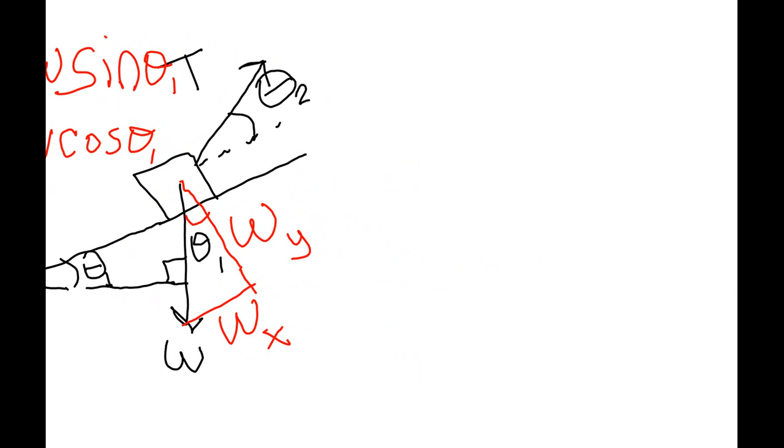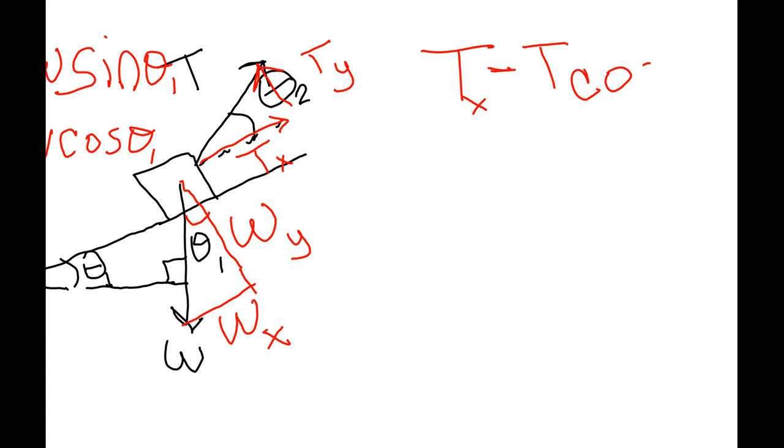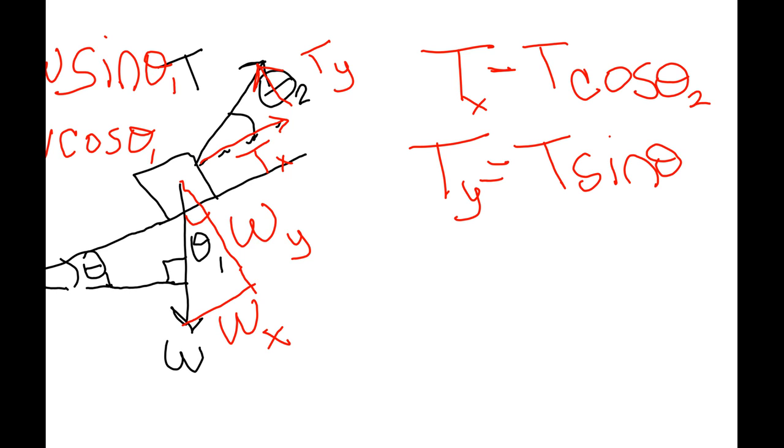If we look at our tension force, and we break that into a right triangle here, where this is going to be T sub x, and this is going to be T sub y, we can pretty quickly see that T sub x is going to be T cosine theta 2, since that's the side adjacent to theta 2, and T sub y is T sine theta 2, since that's the side opposite the angle theta 2. Now let's bring these four pieces of information back to the main problem.